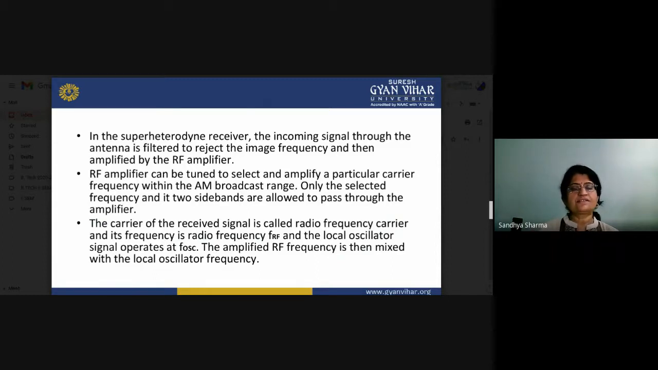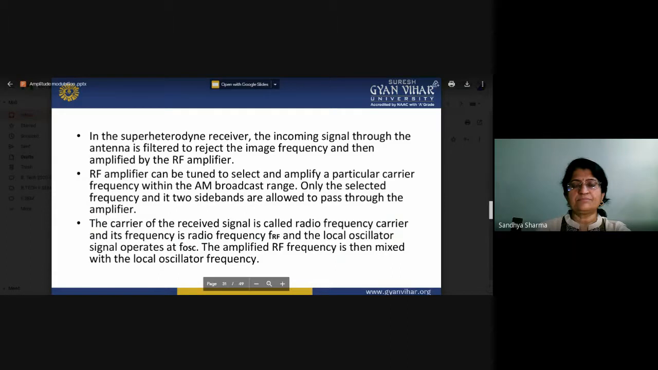Now the carrier of the received signal is the radio frequency carrier, and its frequency is FRF, and the local oscillator frequency is FOSC, the oscillator frequency, and then the intermediate frequency. So we will use these.